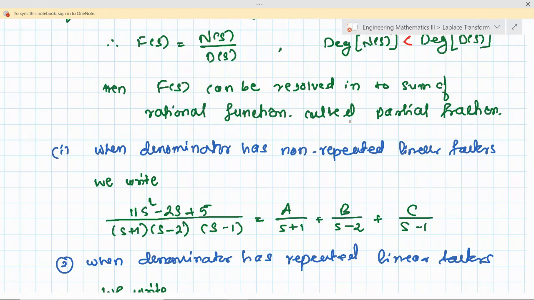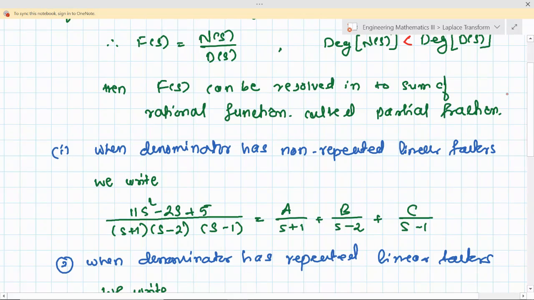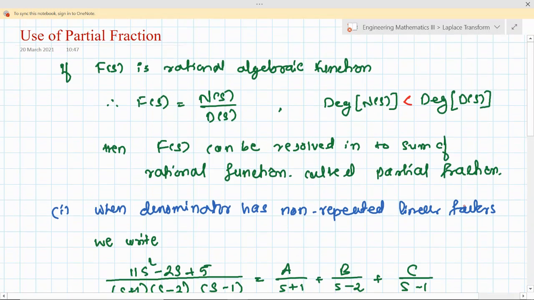If it is equal to or greater than, then it is an improper fraction. To find the partial fraction of an improper fraction, we just divide them, we follow the actual division. That is another part. But here we have the condition degree of N of s less than degree of D of s, then F of s can be resolved into a sum of rational functions, and that is called a partial fraction.